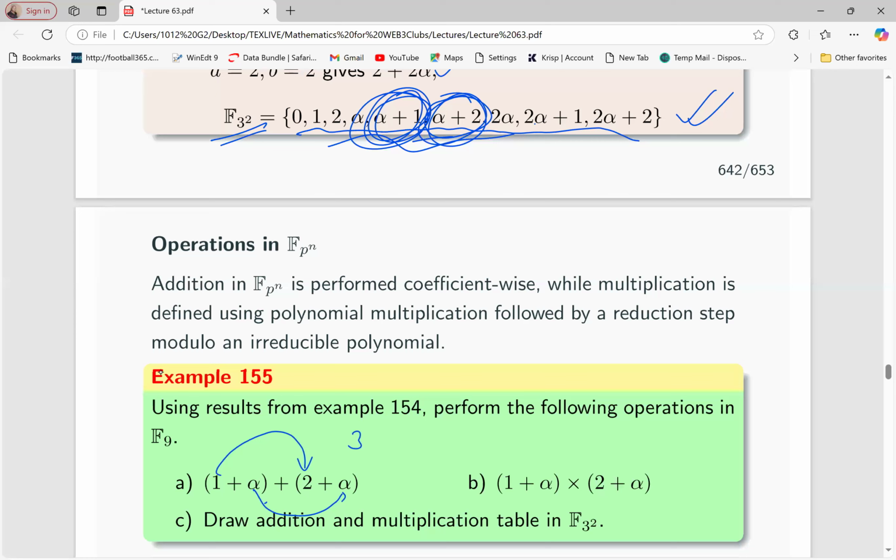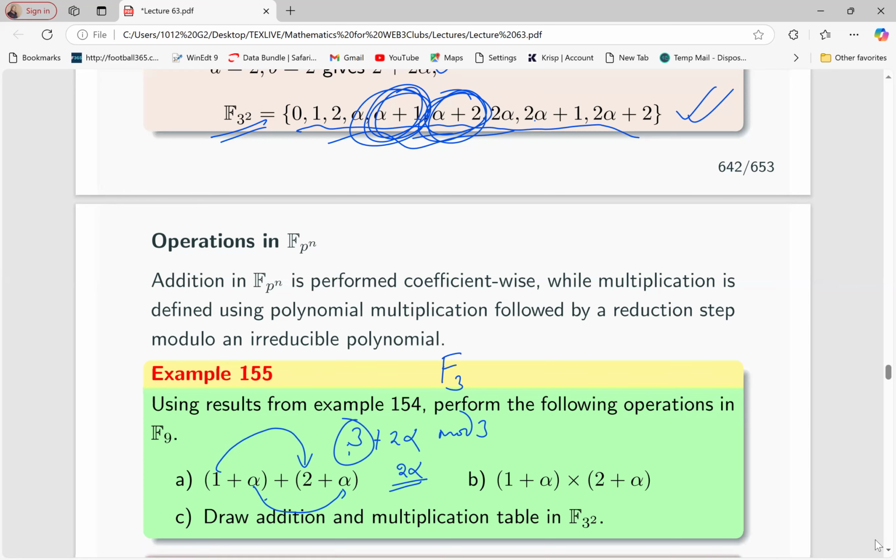You get 3 plus 2 alpha. But remember, we are doing it mod 3 because we are dealing with the field of 3. So what is this mod 3? It becomes 0. 3 becomes 0. So then you arrive at 2 alpha as the result of this summation.